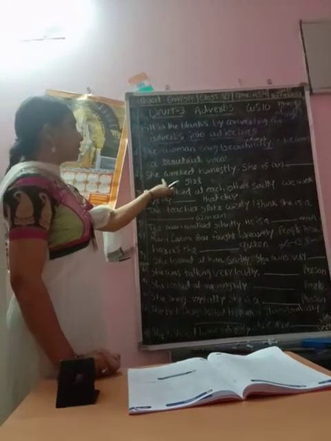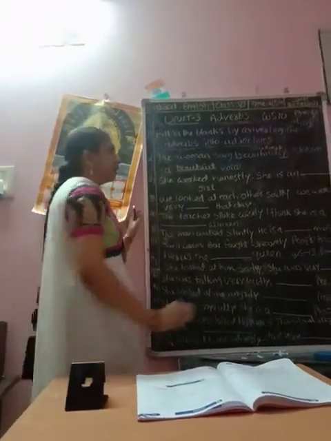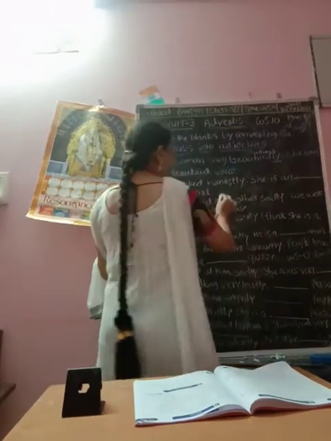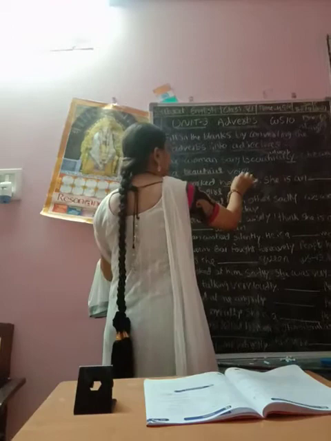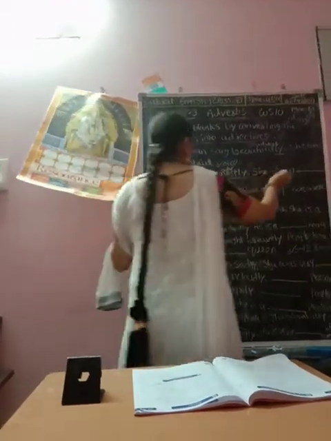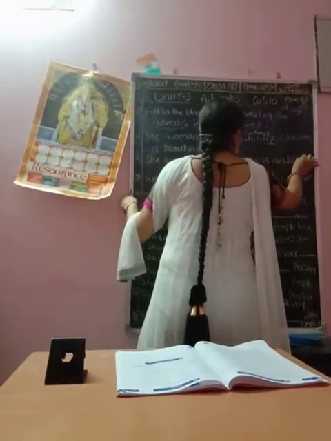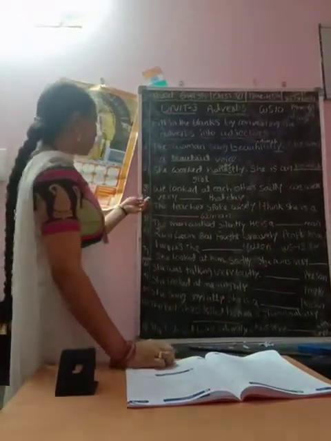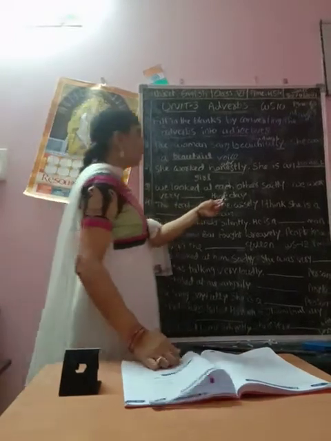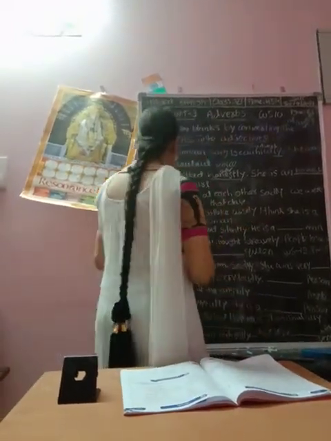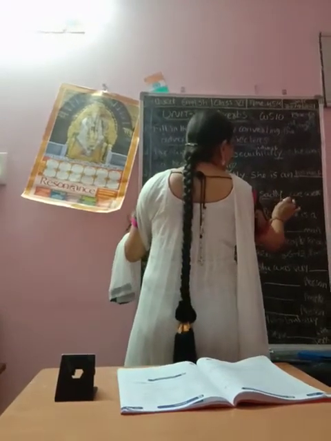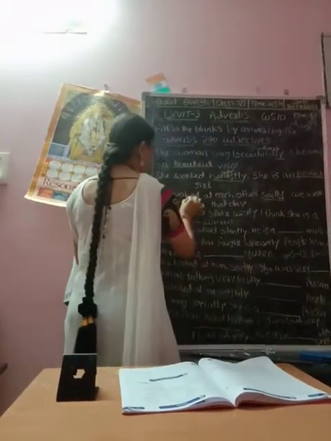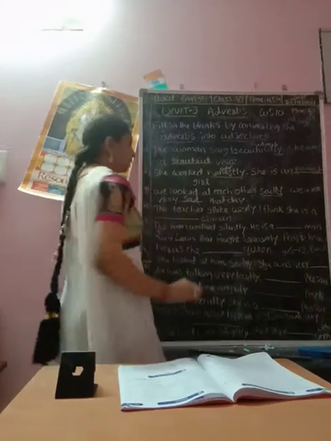Second one. She worked honestly. She is a dash girl. Honestly is the adverb. Next, converting into the adjective: honest. Next, third one. We looked at each other sadly. We were very dash that day. Sadly, L-Y, sad. We were very sad that day.